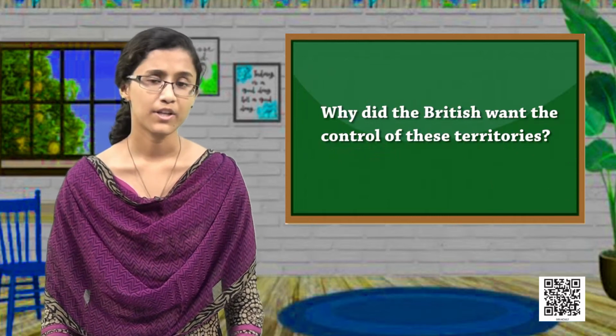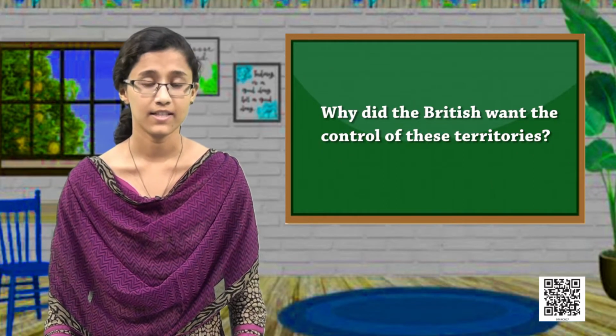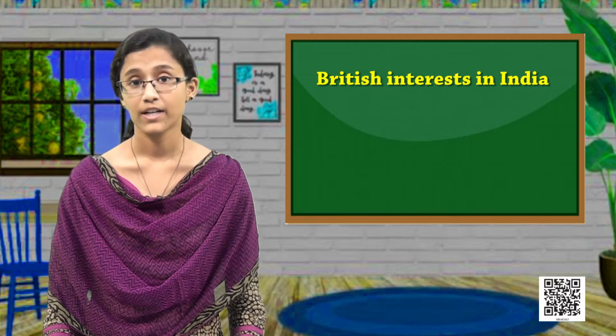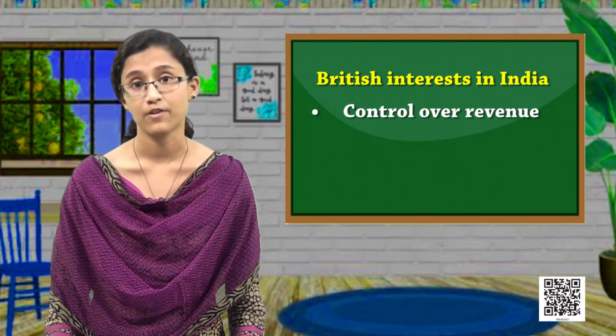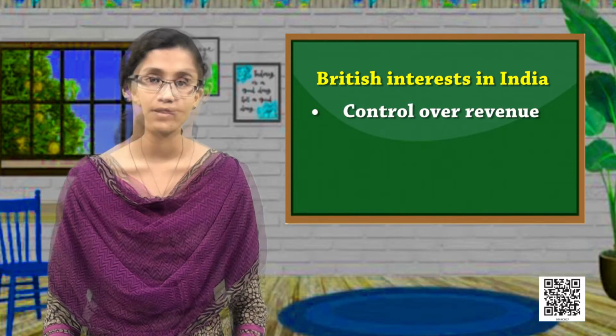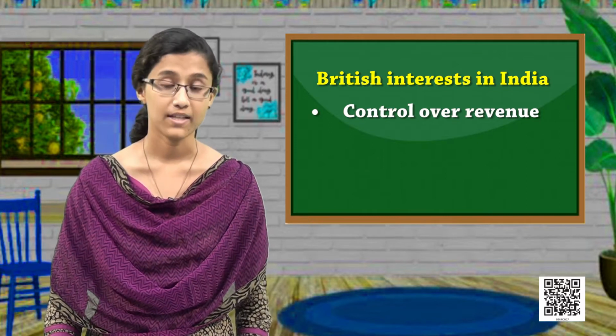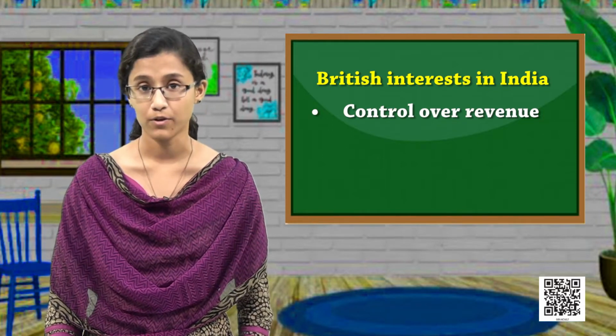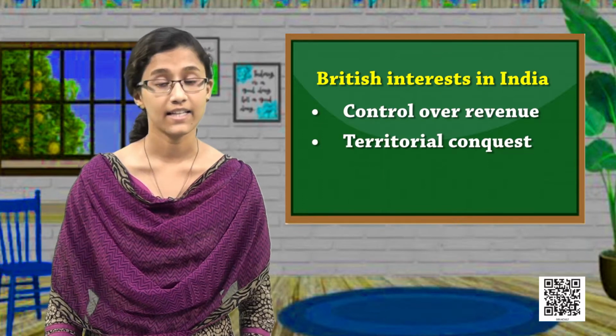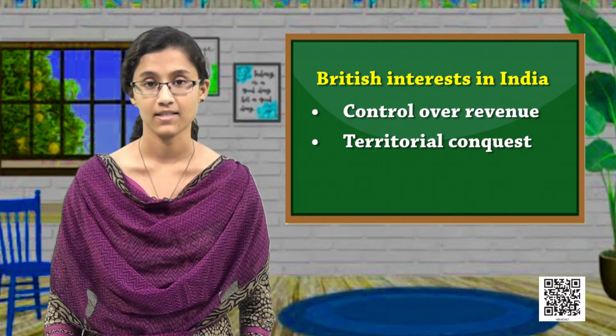Now, why did the British want the control of these territories? They wanted to control the resources and revenue systems of these areas. With the revenue from these areas, they would buy goods, finance battles and get control of even more areas.